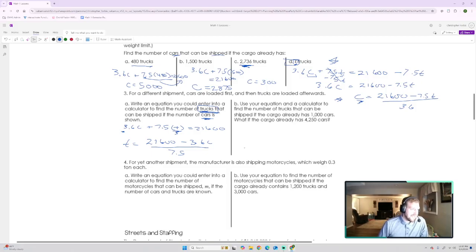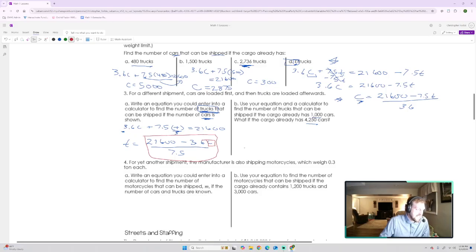Now, use your equation and a calculator to find the number of trucks that can be shipped if the cargo already has 1,000 cars, and what if it has 40 to 50 cars? So literally, all I'm doing is using the equation, and I want to know the number of trucks, given that I know cars. Everywhere that I see a C in this equation, I'm going to plug in 1,000, and then I'm going to plug in 40 to 50. I'm not going to rewrite it out, but do all of this in the calculator.